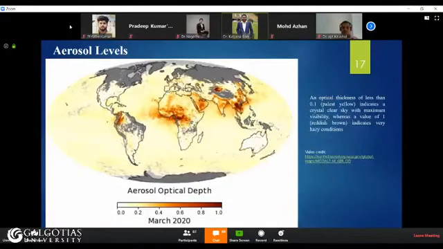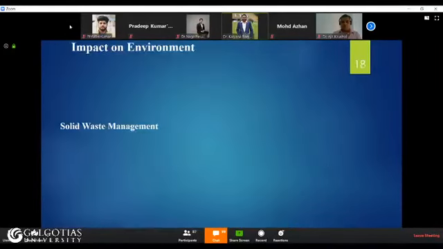Here, the palest yellow represents a thickness of less than 0.1, which is a crystal clear sky with maximum visibility. But a value of 1 represents reddish brown, which is huge. Hazy conditions, wherein you cannot even see the clear sky. That's something which is not acceptable in terms of atmospheric conditions.